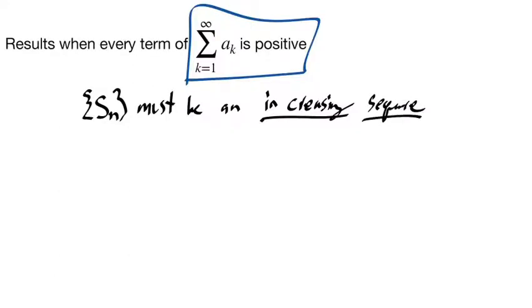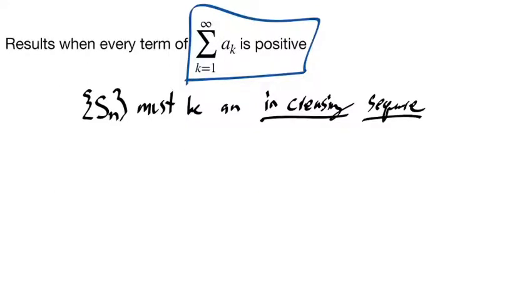Why must it be increasing? Well, if you're only adding positive numbers to it, then your values are only getting larger, right? Because S sub n plus 1 is S sub n plus a positive amount. So S sub n plus 1 must be bigger than S sub n. So S sub n is an increasing sequence. In fact, it's strictly increasing as long as we say positive. If we say greater than or equal to 0, then it's increasing in the sense that it's non-decreasing.